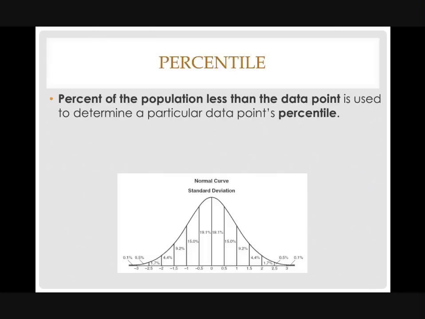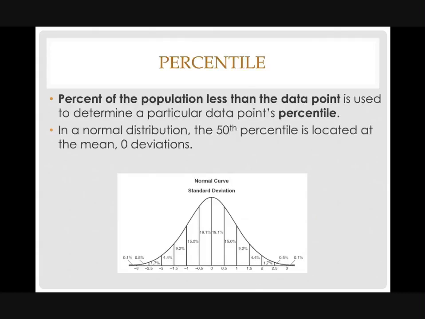So, percentile. The percent of the population less than the data point is used to determine its percentile. So in a normal distribution, the 50th percentile is located at the mean, or 0 deviations away. This is also the median. Notice it's your halfway point, so its percentile is 50%. Right there, you've done better than 50% of the other points in this data set.